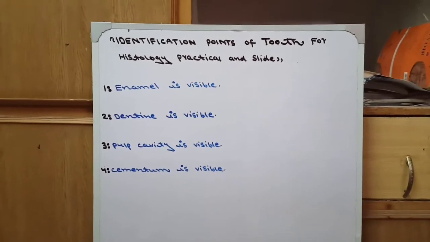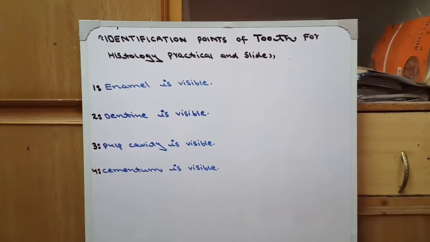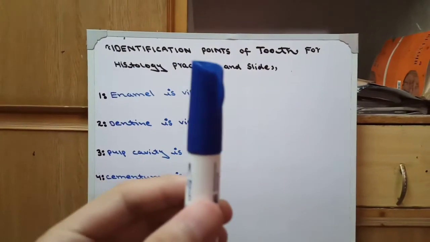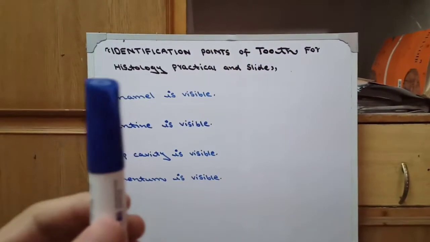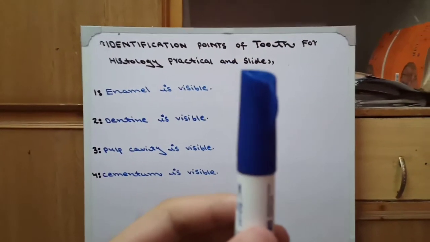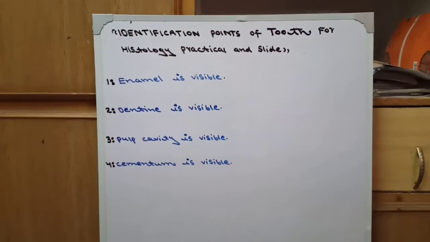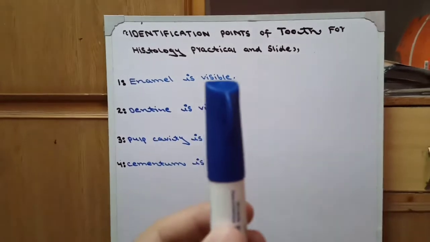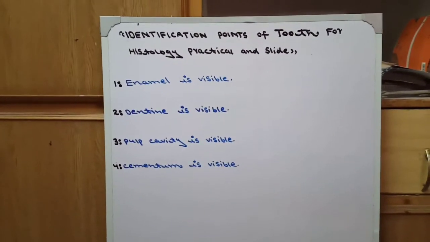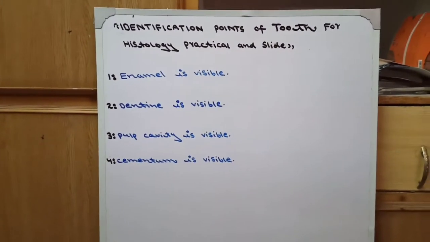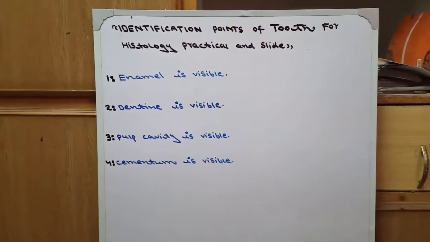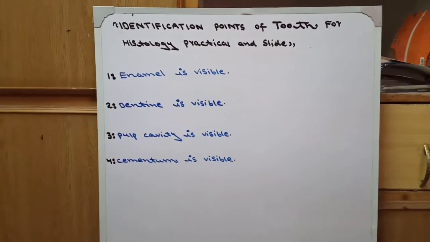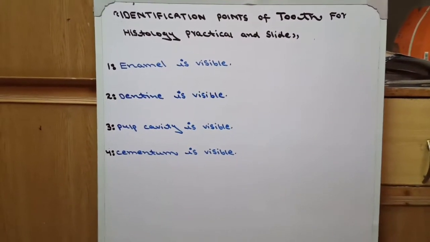Today our topic is related to histology: identification points of tooth for histology practical and slide. There are four identification points of tooth. Number one, enamel is visible. Enamel is the outermost covering of tooth, which is the hardest structure in the human body.